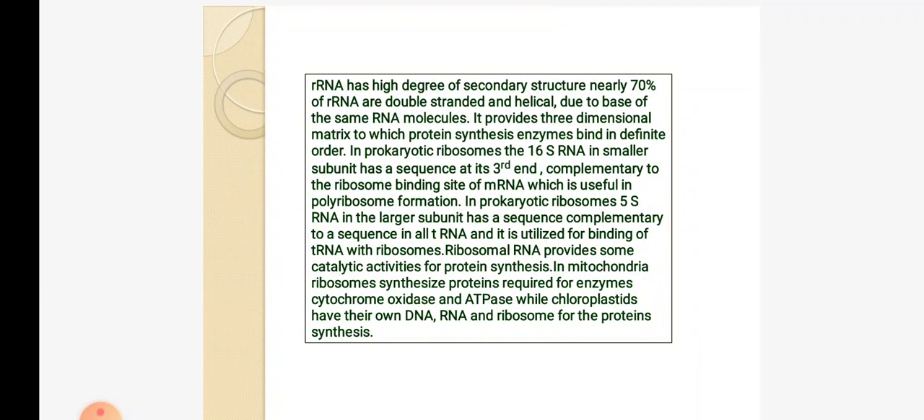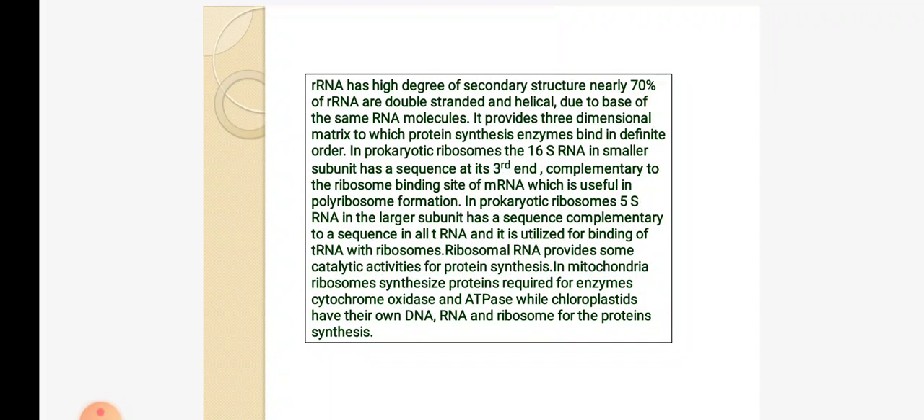In prokaryotic ribosomes, the 16S rRNA in the smaller subunit has a sequence at its 3' end complementary to the ribosome binding site of the mRNA, which is useful in polyribosome formation. In prokaryotic ribosomes, the 5S rRNA in the larger subunit has a sequence complementary to a sequence in all tRNA, and it is used for binding of tRNA with the ribosome. Ribosomal RNA provides some catalytic activities for protein synthesis.